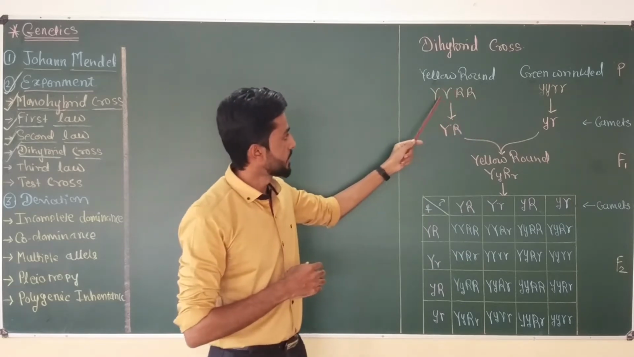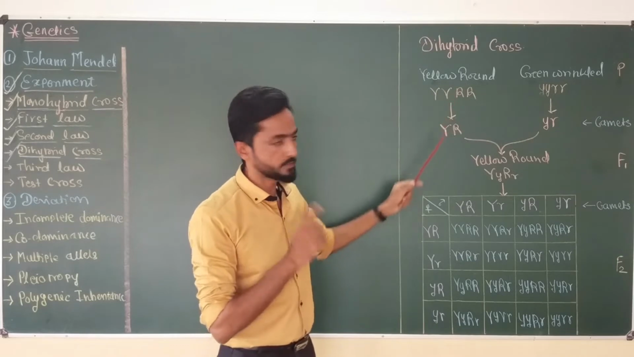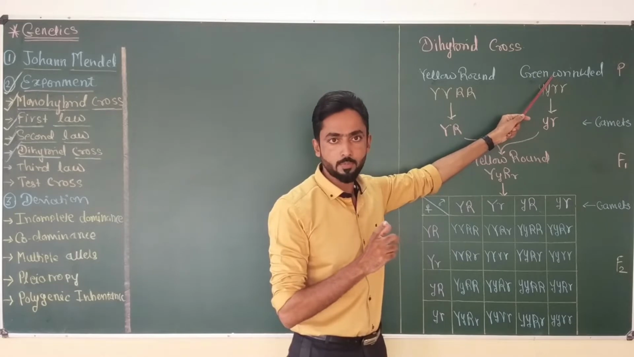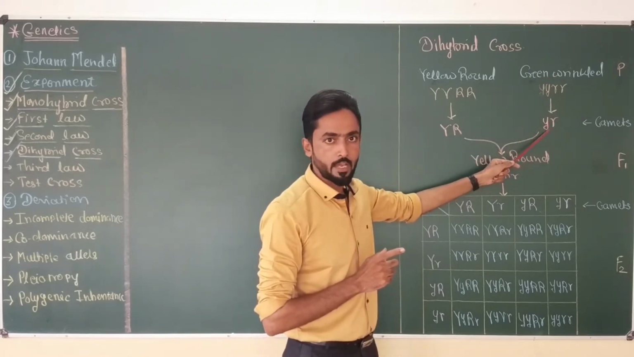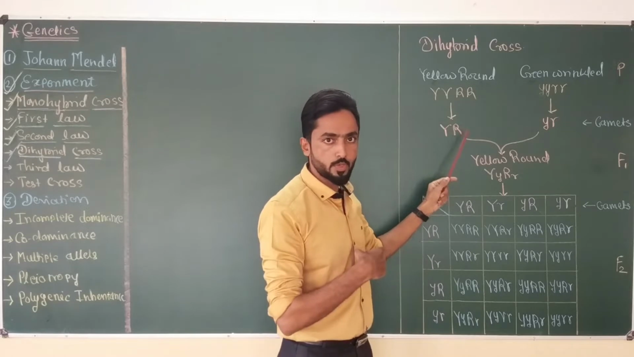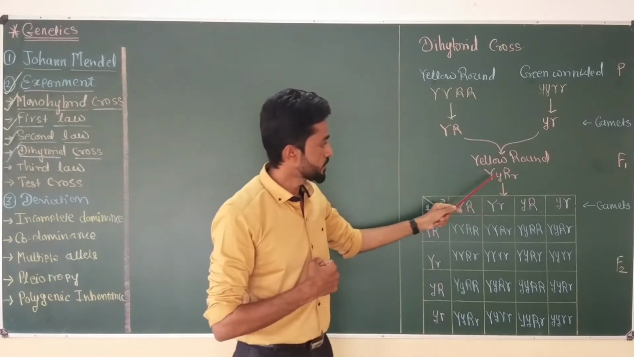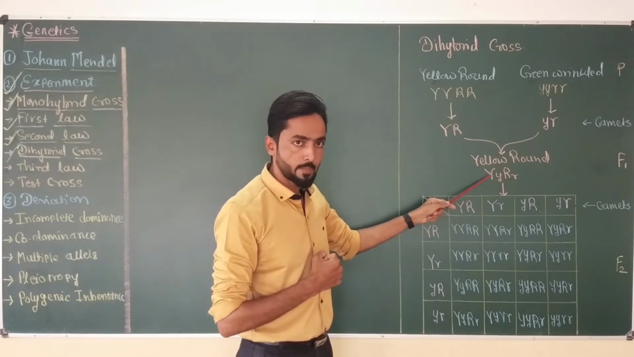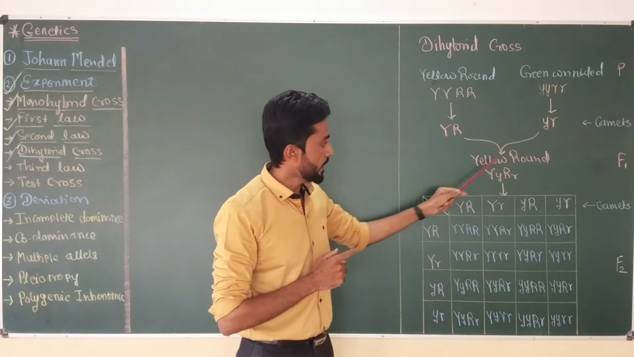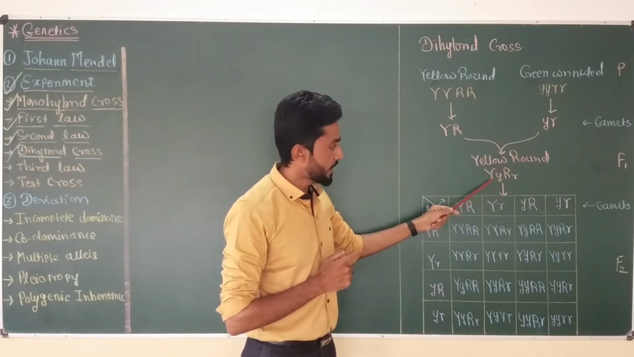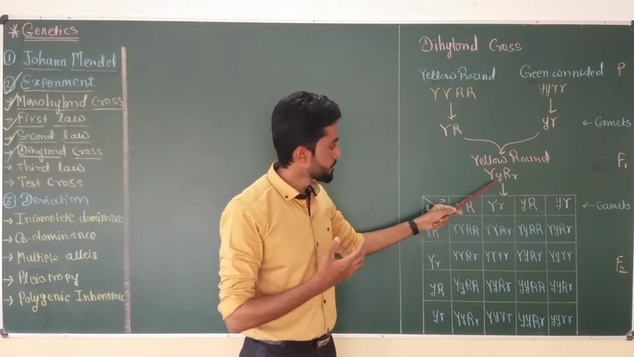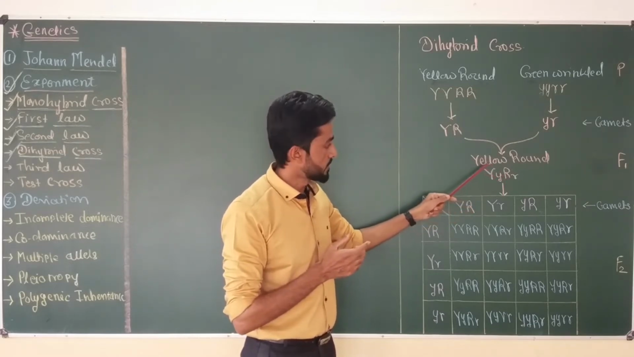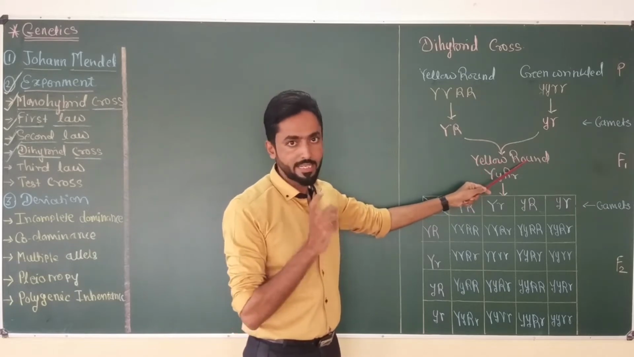And we know that initially the parent yellow and round produces a single type of gamete, which is capital Y capital R, and the green and wrinkle parent produces gamete small y small r, and when they are crossed they come together in F1 generation. So the genotype becomes capital Y small y and capital R small r. So this type of plant always gives yellow and round seed because capital Y is present, which is a dominant trait, and capital R, which is a dominant allele. So because of this capital Y and capital R, the seed becomes yellow and round in F1 generation.